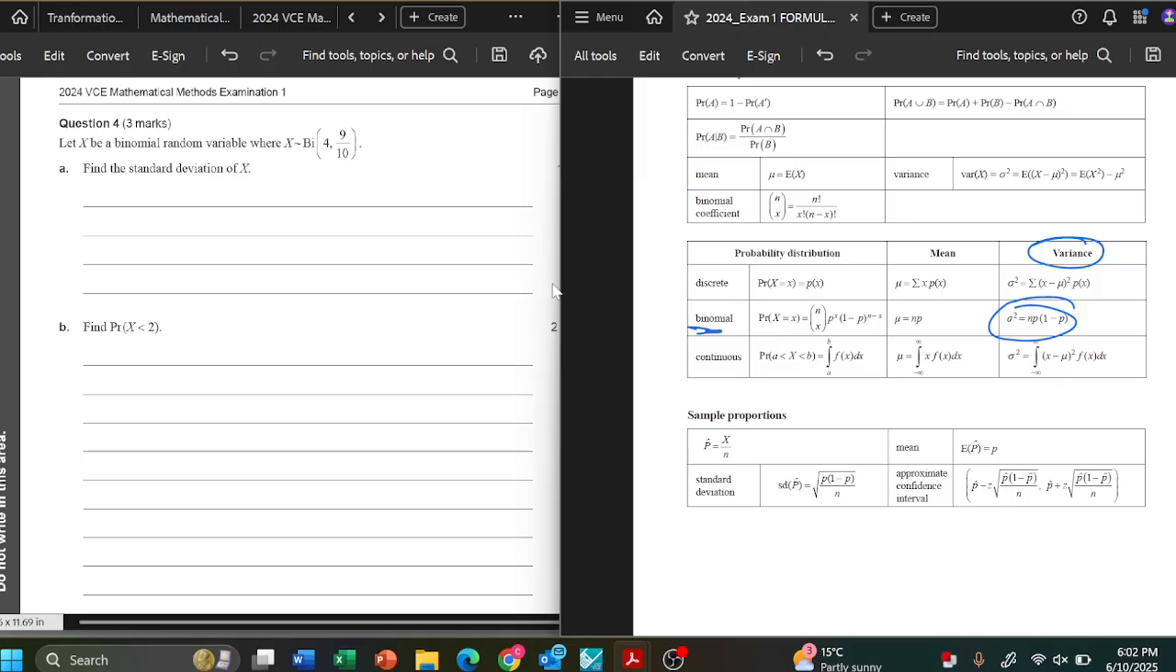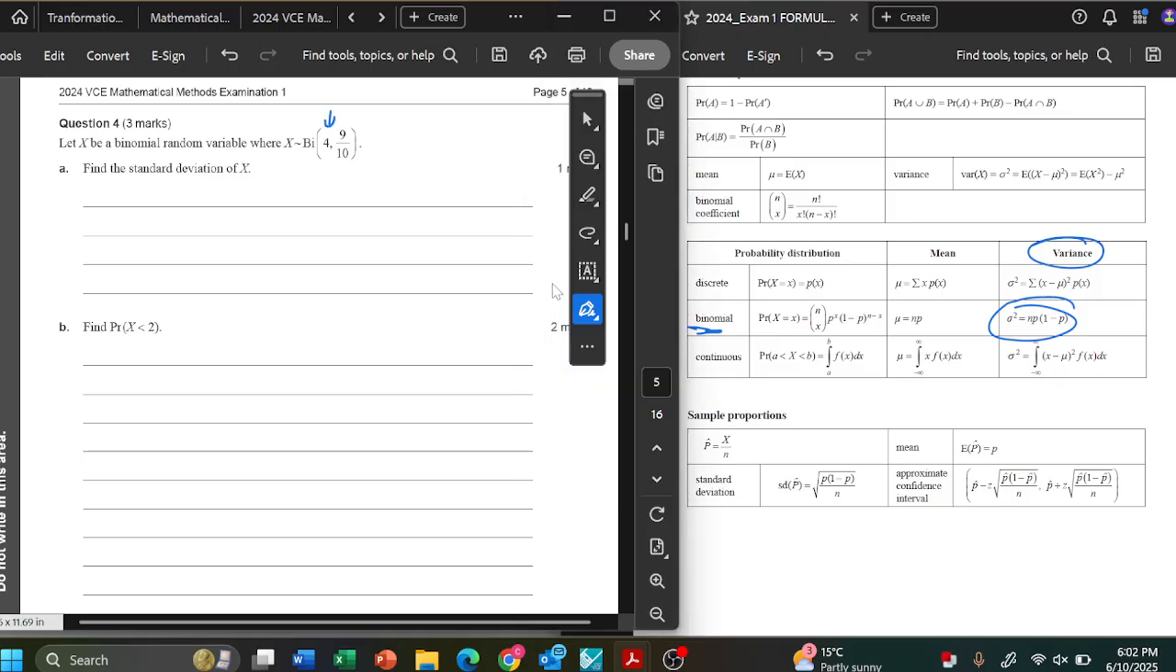Now, the way that this is written is that we're told that X is a binomial variable such that n is equal to 4. So that's our n there, and the probability is equal to 9 over 10. So we've written this as X is a binomial variable with that's its number of trials and that's its probability of success. So let us go ahead and work out the standard deviation.